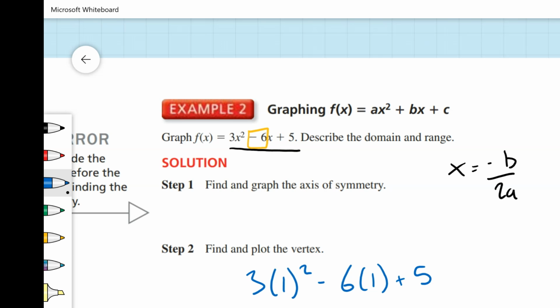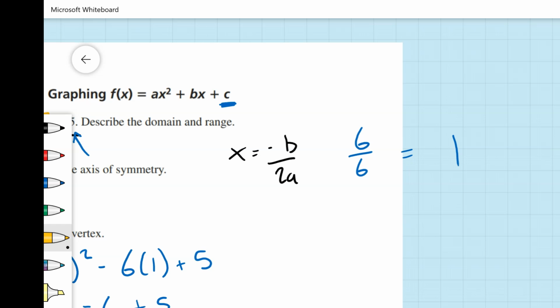And then we also know, based on this form, c will tell us the y value of our y-intercept. So if c is 5, that means our y-intercept will be at 0, 5. Now, because we have our y-intercept and our axis of symmetry, we could actually plot another point here because we know that our function will be symmetrical across this point here, which means we can also plot a point at 2, 5. And from there, now we have enough points that we could draw our graph.